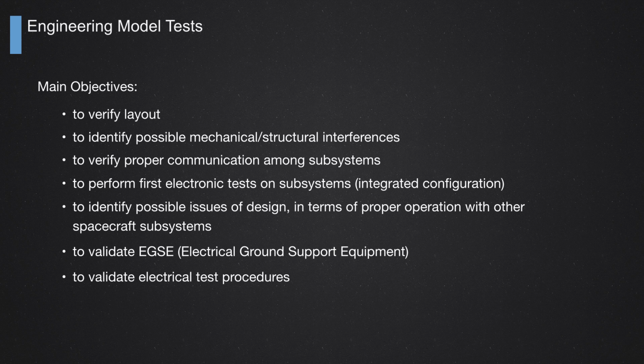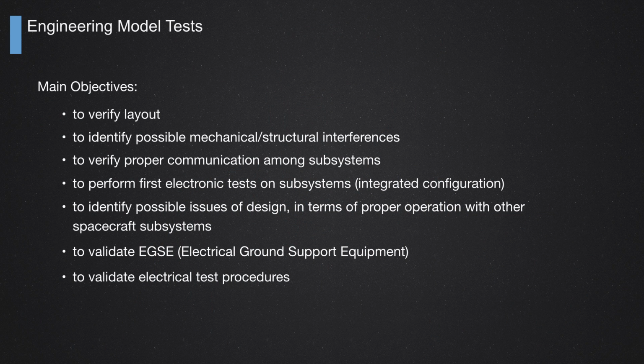This is an electronic model. Doing this, we can identify possible design problems in terms of operation with other spacecraft subsystems, because we are verifying the electronics here. In this model, we can also validate the equipment we use to talk to the spacecraft, what we call EGSE, or Electrical Ground Support Equipment. We can validate all the equipment we put around the spacecraft. And as we have a sequence of tests, we can also validate this sequence in terms of electrical test procedures.